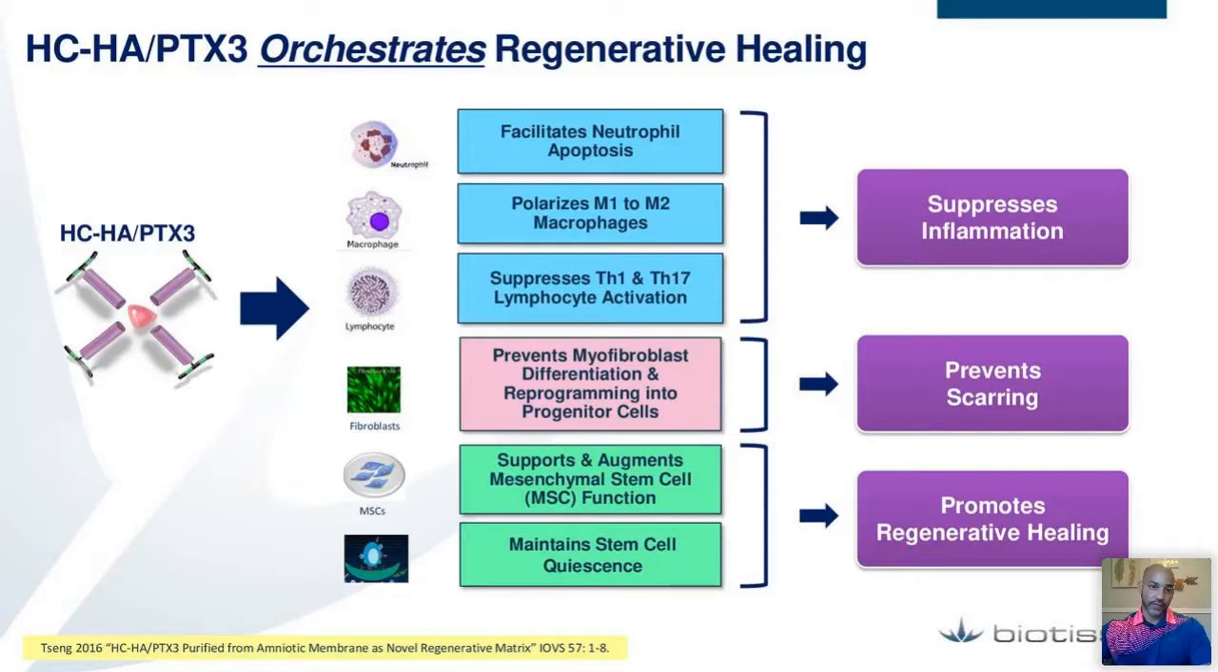It's facilitating neutrophil apoptosis, polarizing M1, which are pro-inflammatory macrophages, to anti-inflammatory M2 macrophages, and suppressing lymphocytes, specifically Th1 and Th17. For preventing scarring, it's preventing myofibroblast differentiation and reprogramming it into progenitor cells. And lastly, it supports and augments mesenchymal stem cells and maintains stem cell quiescence.